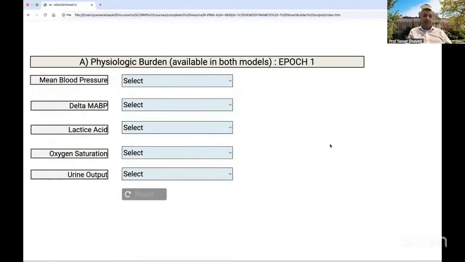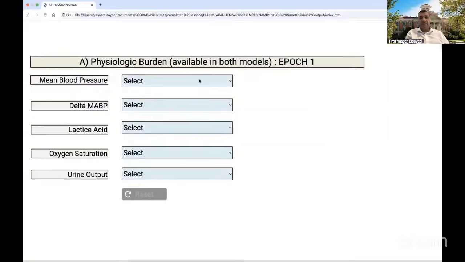What more can be done through artificial intelligence? We asked artificial intelligence to create a score called the physiologic burden score. So use the first epoch, Epoch 1, when they are only relying on mean blood pressure, delta mean blood pressure, lactic acid, oxygen saturation, and urine output. These are the parameters that we were typically using more than 15 years ago, before implementation of the targeted neonatal echo integrated hemodynamics approach.